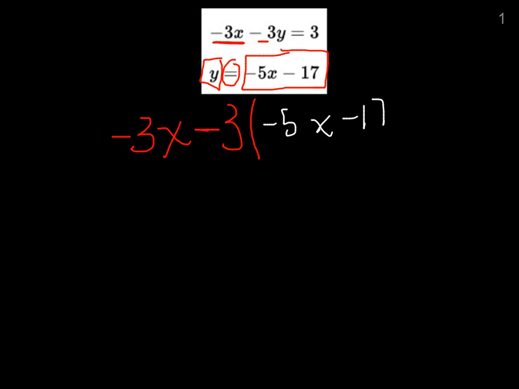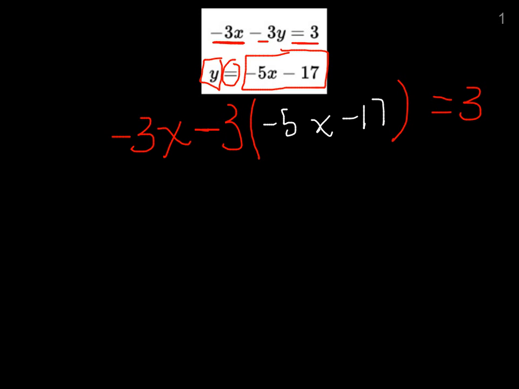So when we plug this in, we have negative 3x. Well, that's not going to change because we don't have another word for x. Minus 3 times, now this is what we have another word for, y. We're going to plug in that negative 5x minus 17. And then we still have the equals 3.